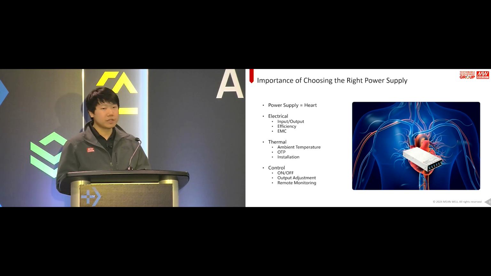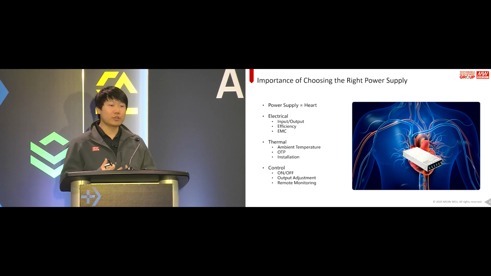And then in terms of controls, you want to be able to control your devices. And the easiest way to do that, the first point of access, is the power supply. So for things like remote on-off, that can be easily achieved via the power supply. And then the output of the power supply also needs to be adjusted in some applications to provide a flexible power supply voltage for various flexible applications.